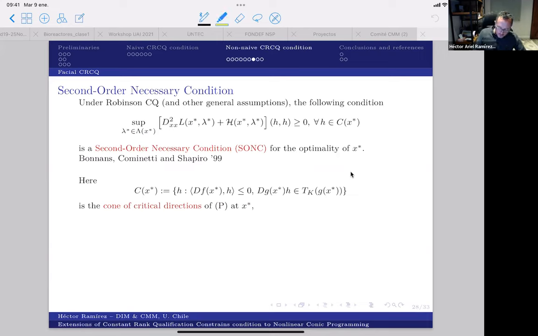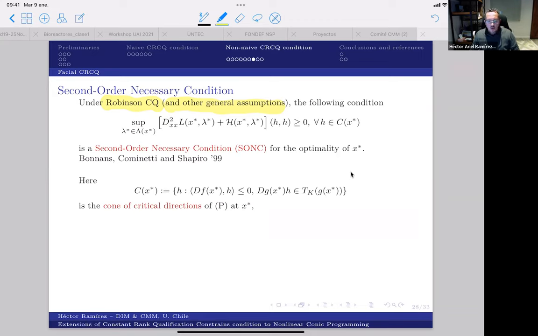So first, let me recall briefly that under Robinson CQ, and I will say other general assumptions that I'm not going to invoke here, but they are clearly always fulfilled for SOCP and SDP, we know that this condition here is a second order necessary condition for optimality, right? That means that if x star is optimal, then this condition is fulfilled.